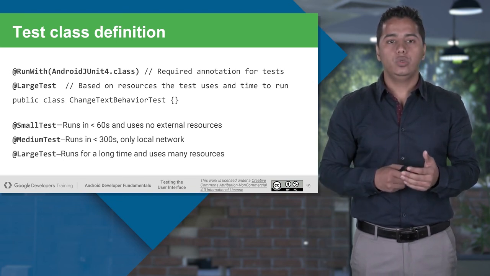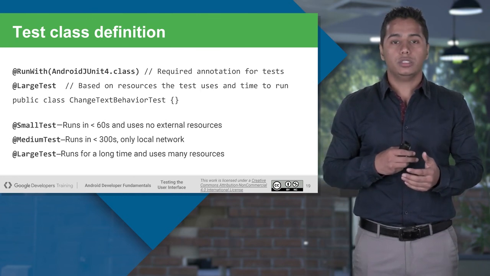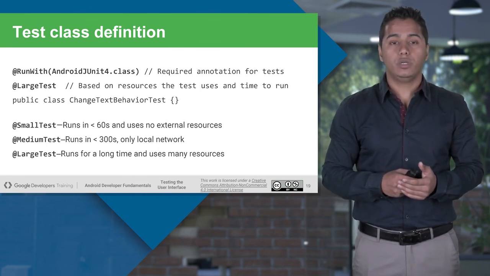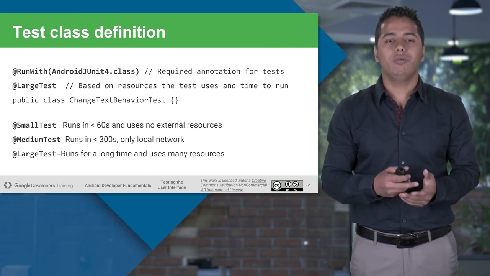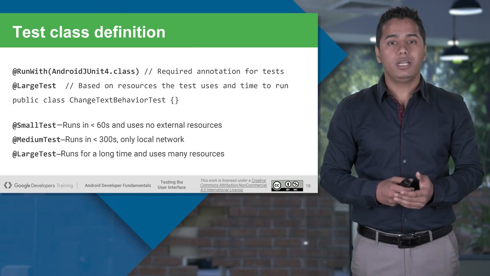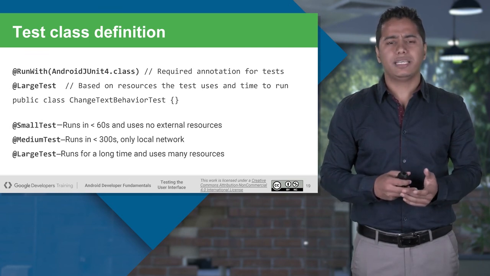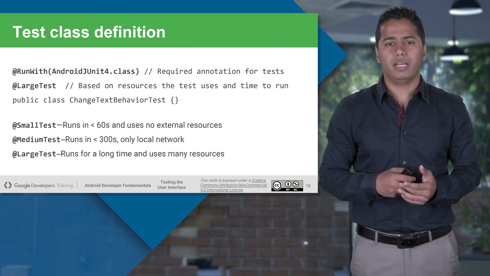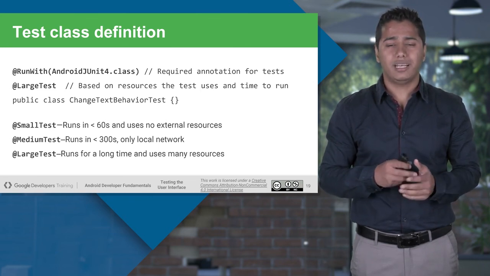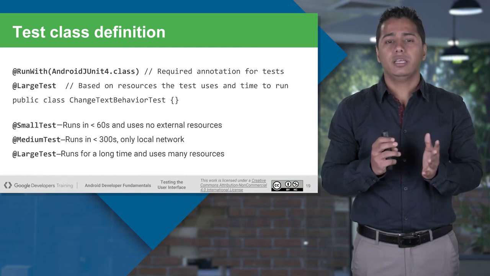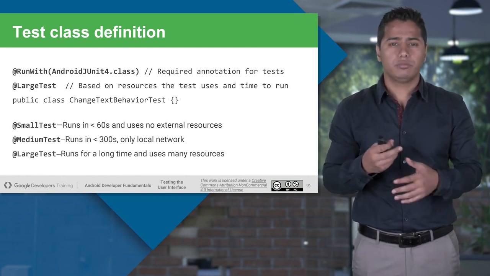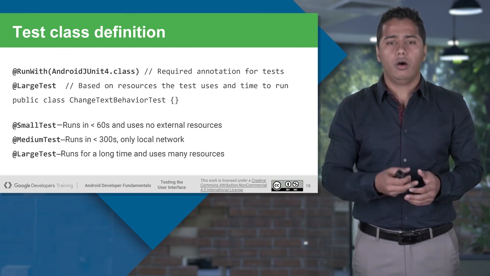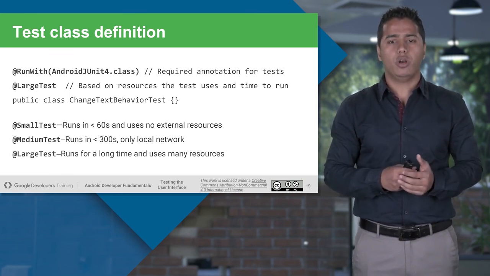And after that, you want to put another annotation which will tell which type of test you want to perform, whether it is a small test, a medium test, or a large test. Small tests generally take less than 60 seconds to perform, and if you think that your test is not going to take more than that, and it is not even using any resources like network operations, threading operations or database operations, you might want to put all your test cases inside your small test annotation.